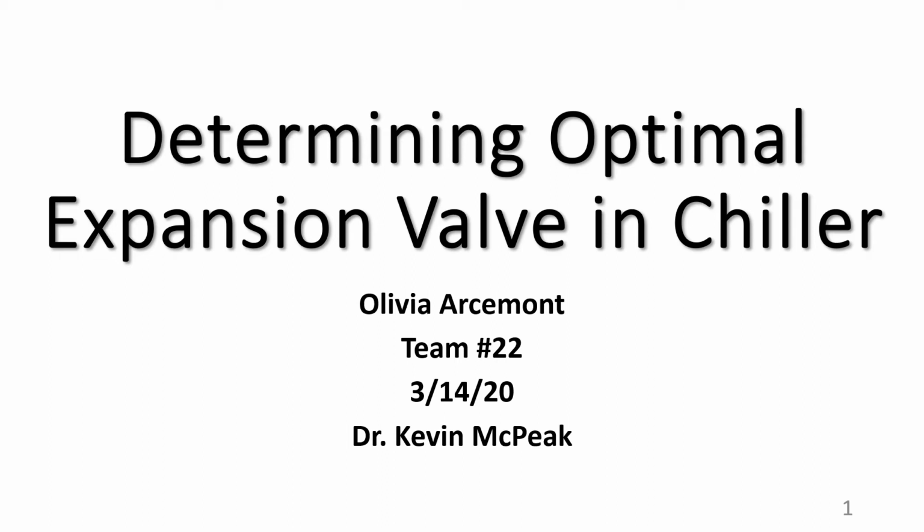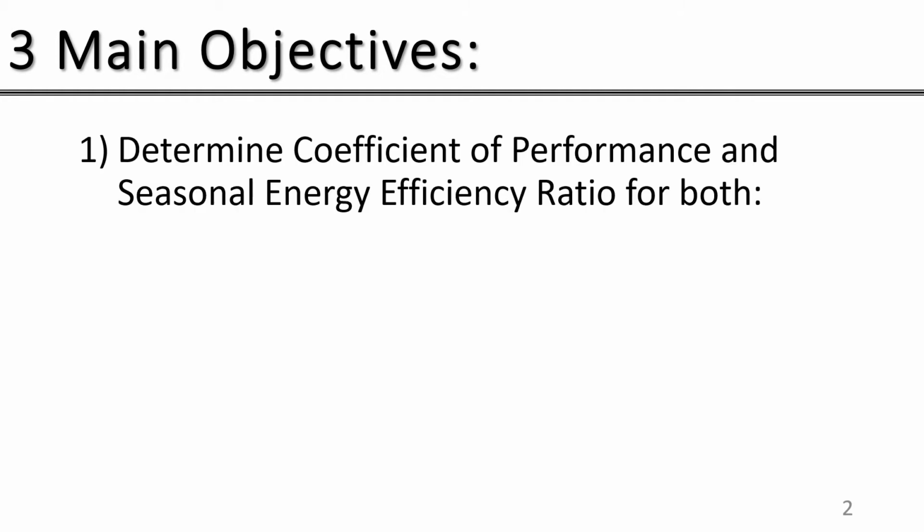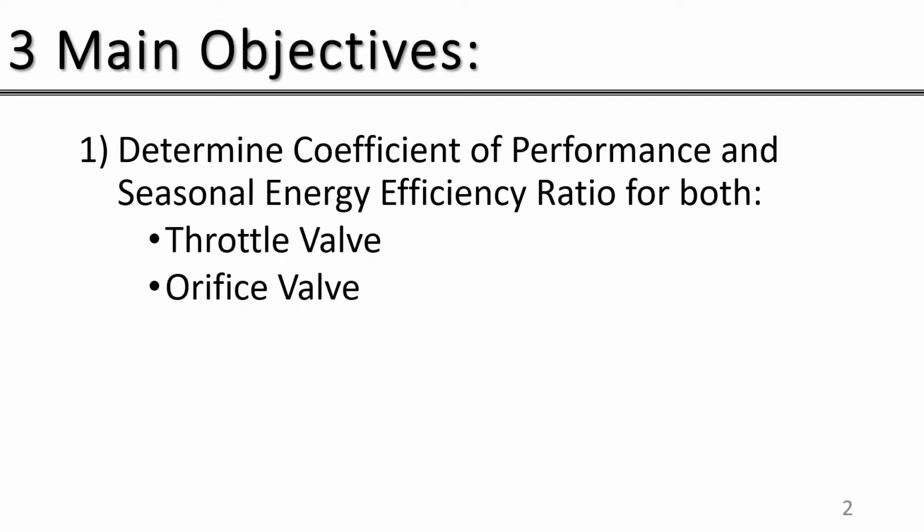Hi, my name is Olivia, and I will be discussing Team 22's experiment for determining the optimal expansion valve for the chiller. In this experiment, the three main objectives are to determine the chiller's coefficient of performance and seasonal energy efficiency ratio as a function of water temperature. We will not only determine this for one, but two expansion valves, the throttle and orifice.